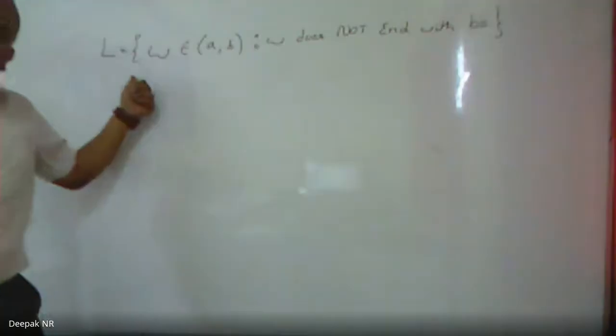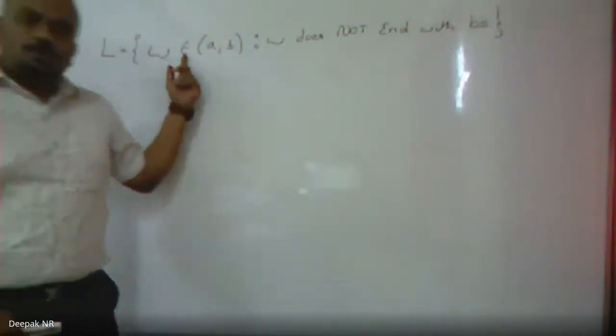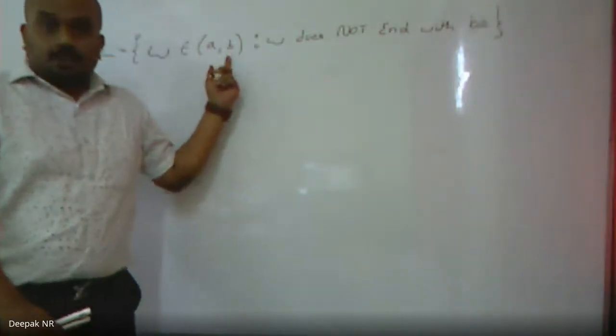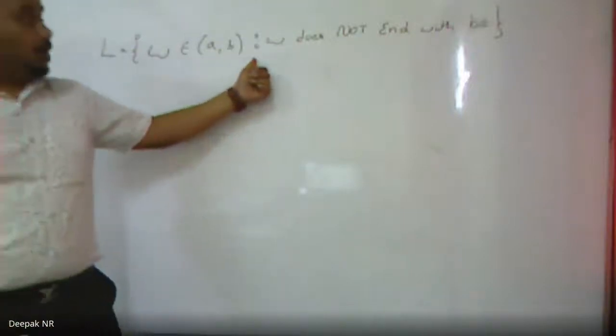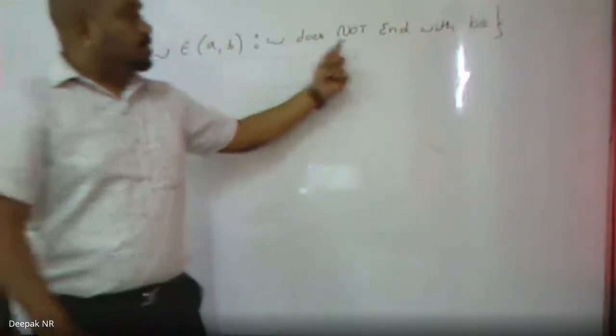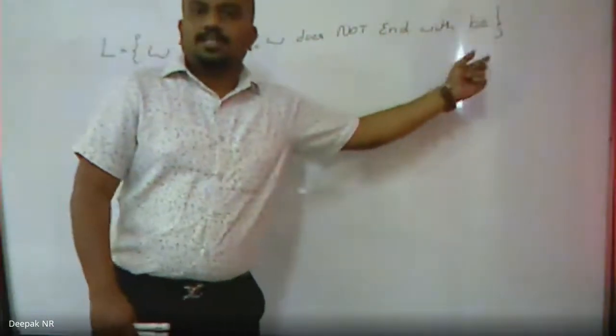Here we will be having a language where the word belongs to a combination of input symbols A and B. Clear? Now I'm designing some words where the input symbols are A and B. What exactly does the word mean? The word does not end with BA.